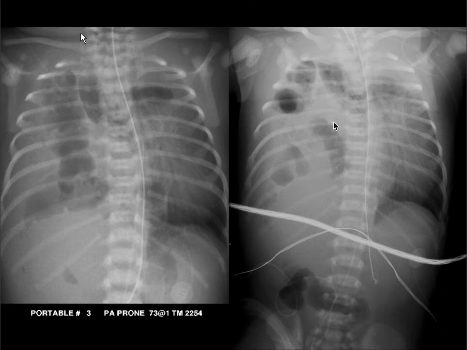You'll see cystic structures on the right side. Could be a congenital diaphragmatic hernia, but your differential would now include congenital pulmonary airway malformation.